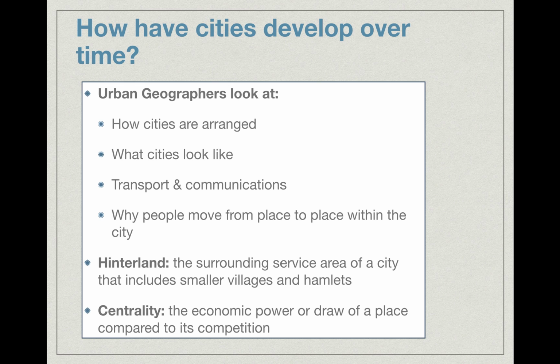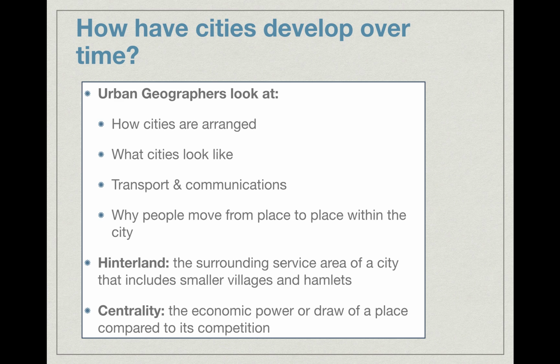So when we talk about this urban geography and this development of cities, what are the urban geographers looking at? They're looking at how the cities are physically arranged, what the cities look like, what the transportation and communication systems within the city are, and why people move from place to place within the actual city itself. The other thing I'm going to add is that in our context, we're also going to look at how the cities have actually emerged over time, which is what we'll talk about shortly.